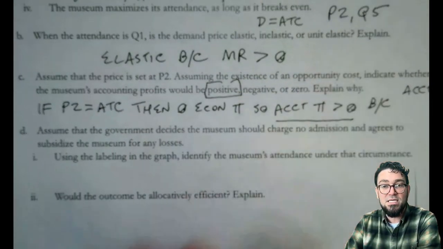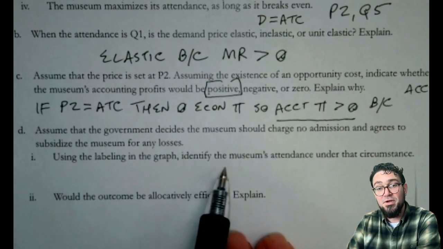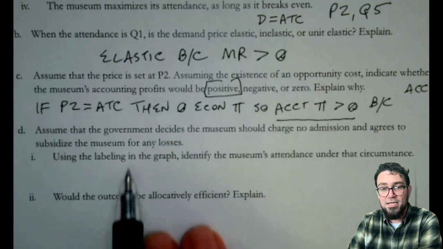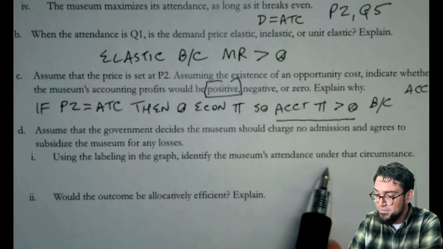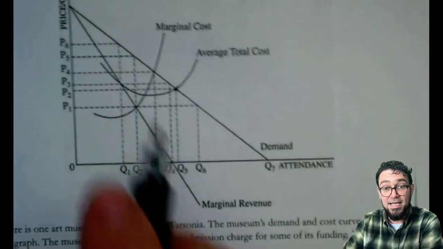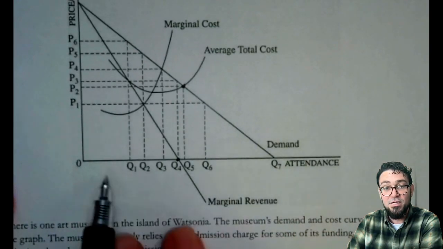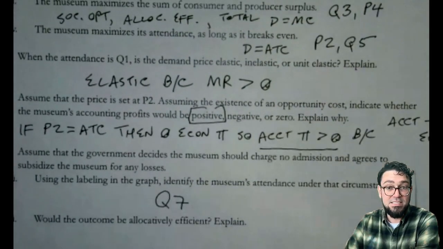Now we say, assume the government decides the museum should charge no admission, and agrees to subsidize the museum for any losses. Using labeling in the graph, identify the museum's attendance under that circumstance. And so what would they actually do here? Well, if they charged no admission, identify their attendance. Well, what would be their demand? If they charged 0 for their price, their attendance would be all the way down here at Q7. So we would say Q7, right? That's the biggest attendance they could get.